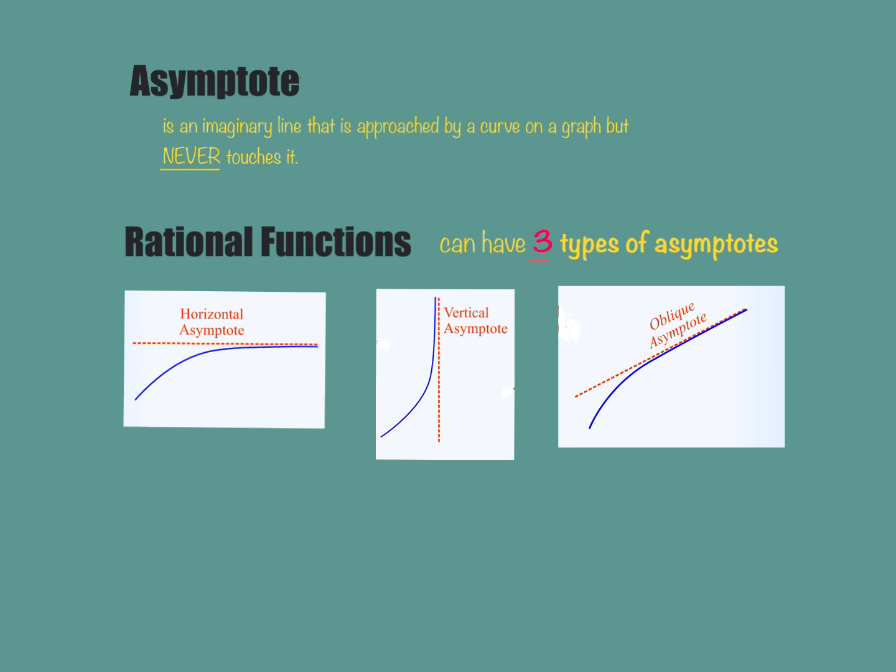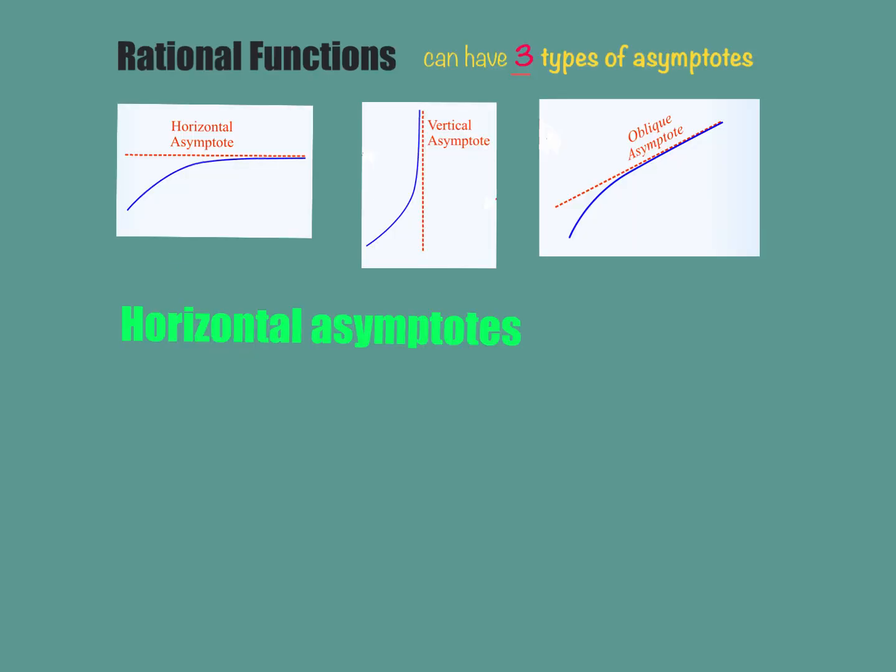In this video, I will only deal with the horizontal asymptote and the vertical asymptote. I'll leave the oblique asymptote to another video. So the question is, how do we identify what type of asymptote a rational function can have? It may be that it has 2 different types of asymptotes as well. The method to find the horizontal asymptote changes based on the degrees of the polynomial.